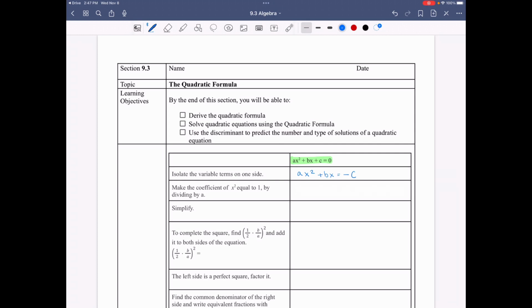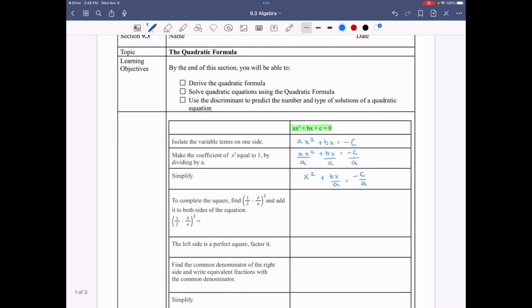Next, we're going to make the coefficient of x squared equal to 1 by dividing by a. So everything is going to get divided by a. Remember, a is a constant, so it's just a number that we're dividing by. To simplify this, now we just have x squared plus bx over a and negative c over a. So you can see that we just simplified it by canceling out the a's on the first term.